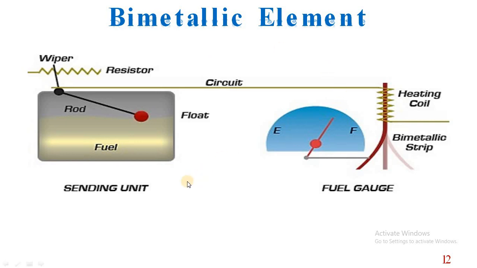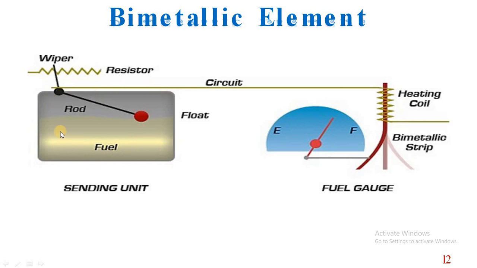Okay, so for better understanding of the working principle of this bimetallic element, I have taken one example here. This example indicates the fuel level inside this tank. Whatever the fuel level is, we will have that information on this display, and for this fuel level indication we are going to use this bimetallic strip. Now let's see how this bimetallic strip will help us to determine the fuel level.